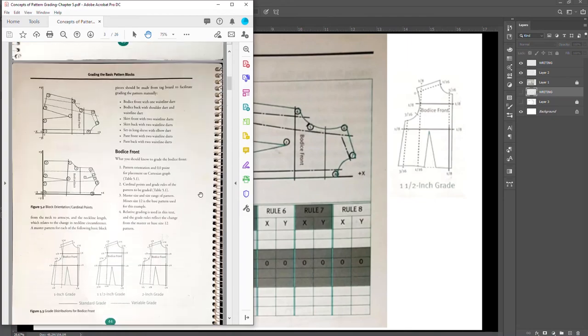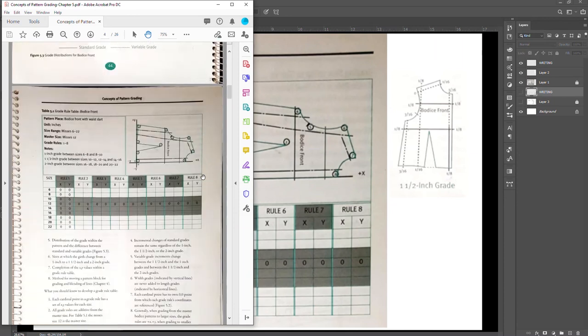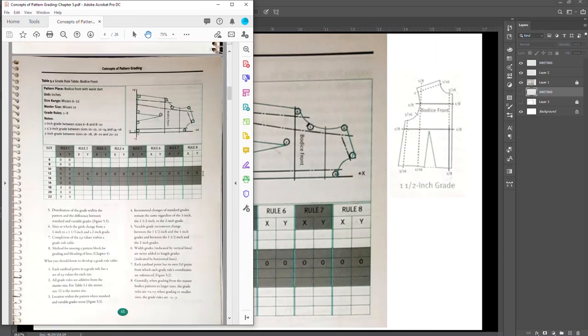So I've handed out your worksheet, and I'm focusing on page 45, I believe. Page 44 is actually what has the different types of grade rules on it, and I'm only going to have you look at the 1.5-inch grade rule, which is used for sizes 10 to 16 in order to grade those sizes.